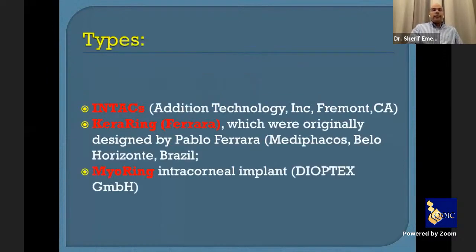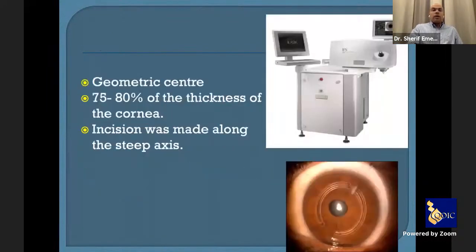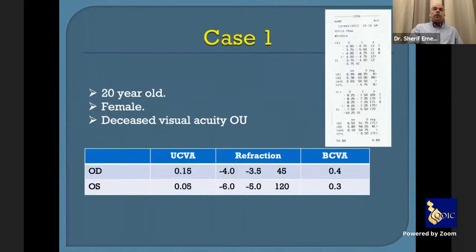The most common intracorneal rings used are Intacs; we are using Keraring or Ferrara ring and Myoring, but I think most of us are using the Intacs or the Kera and Ferrara rings. We center the ring on the geometric center of the cornea, the depth of the tunnel should be between 75 to 80% of the thickness of the cornea, and the incision is made along the steep axis. I'm using the IntraLase platform. I think most of us now are using the femtosecond laser to create the incision and the tunnel.